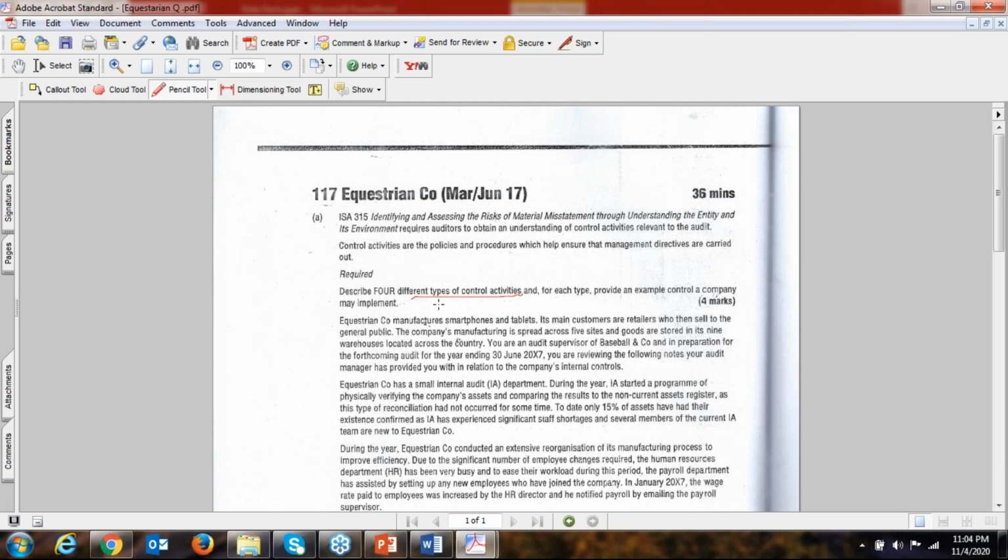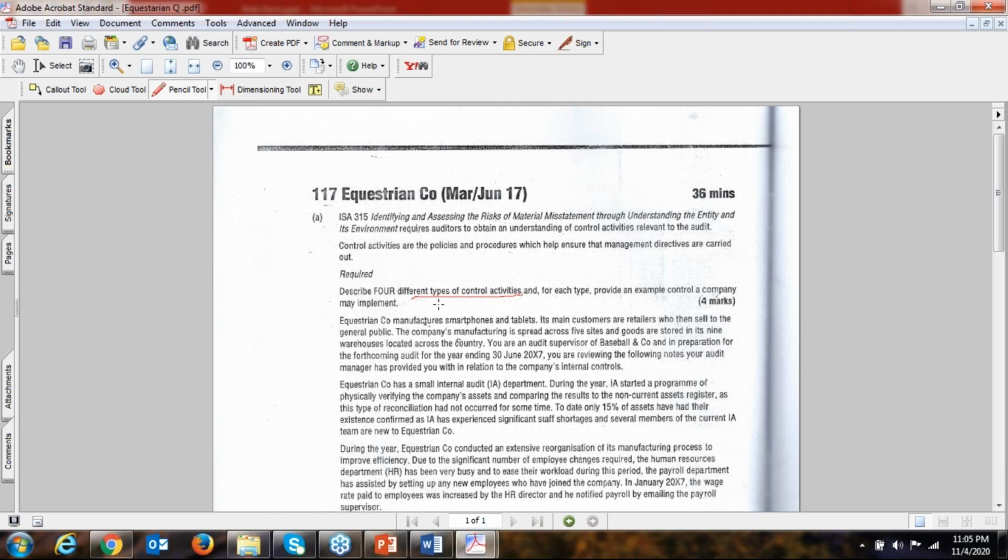So segregation of duty. What is segregation of duty? Segregation of duty simply tells us the segregation of the roles and responsibilities between the different employees or among the different departments. So that's all about the segregation of duties. Now you can also add in the answer that segregation of duty will help us in reducing the chances of fraud and error.